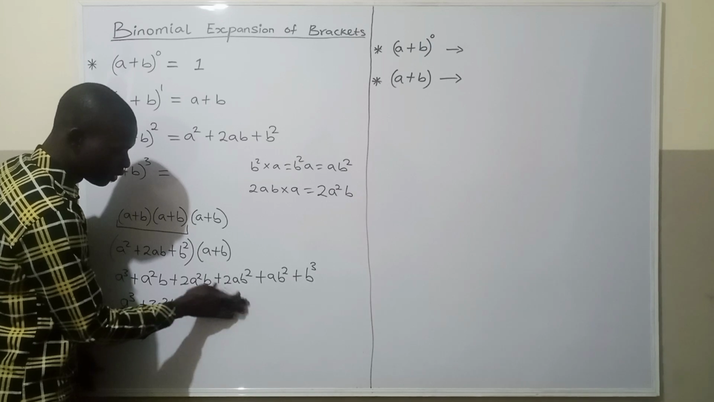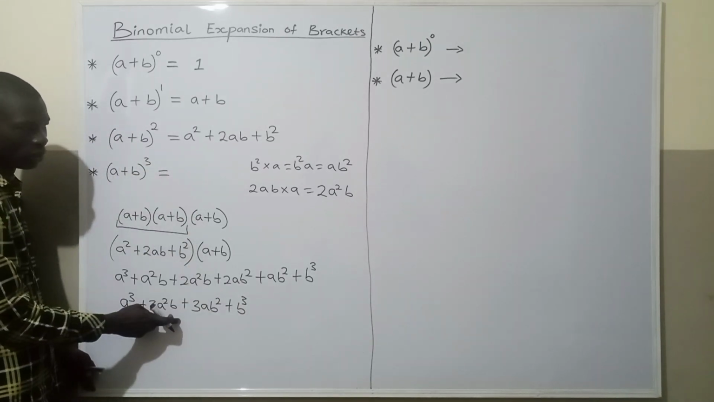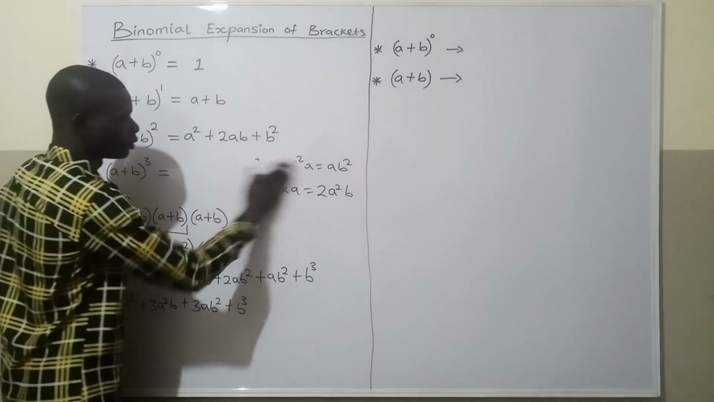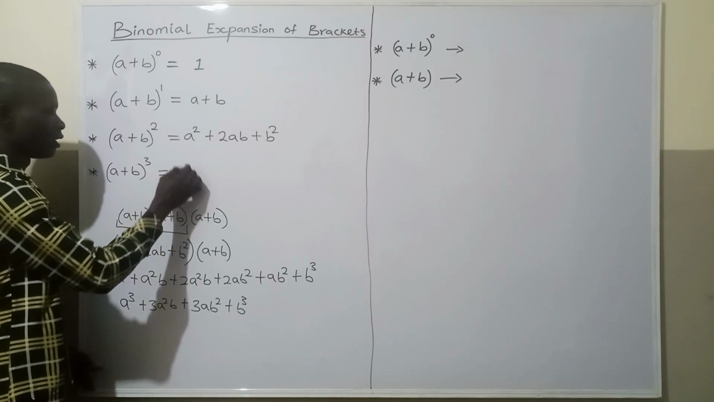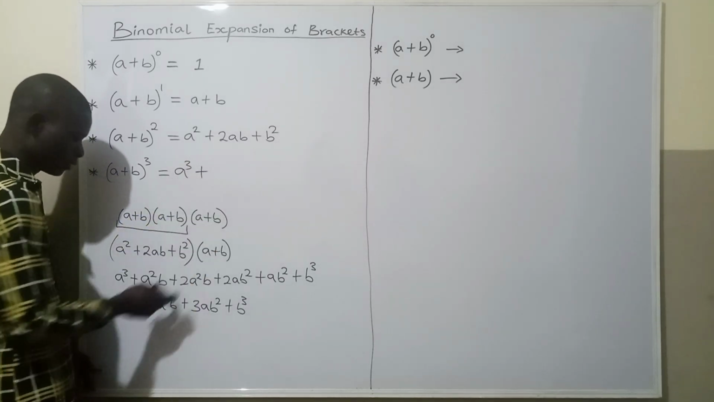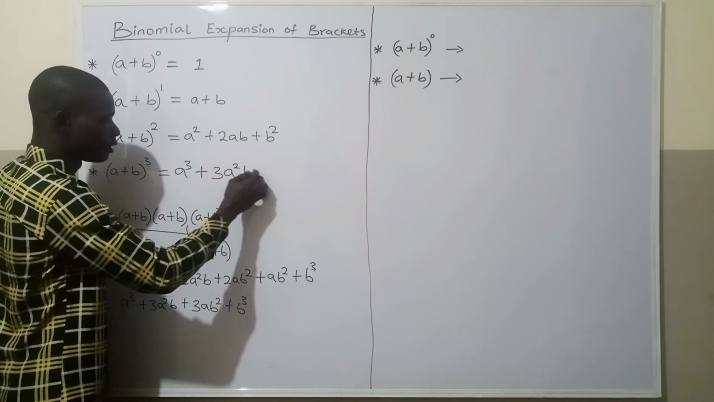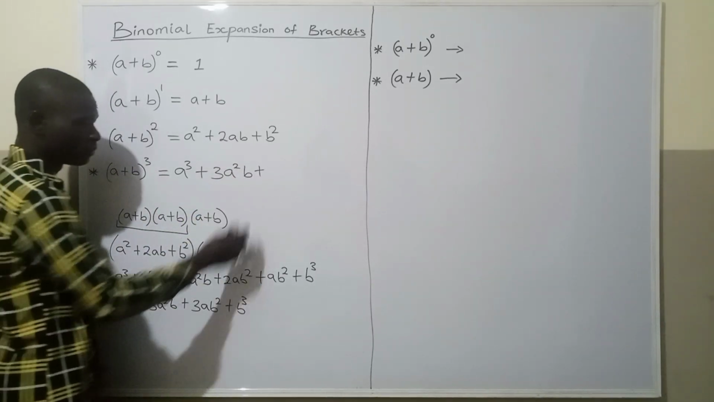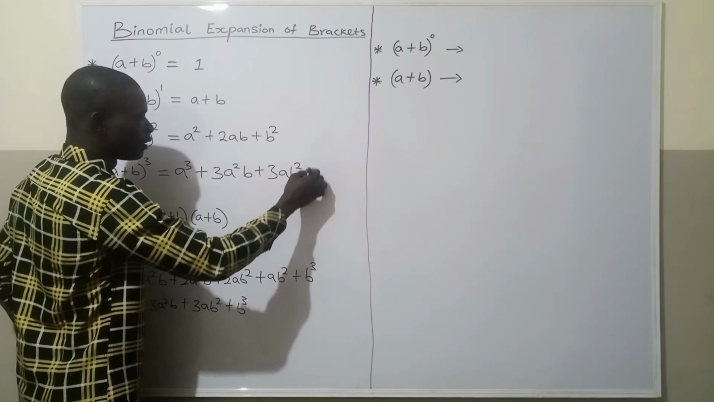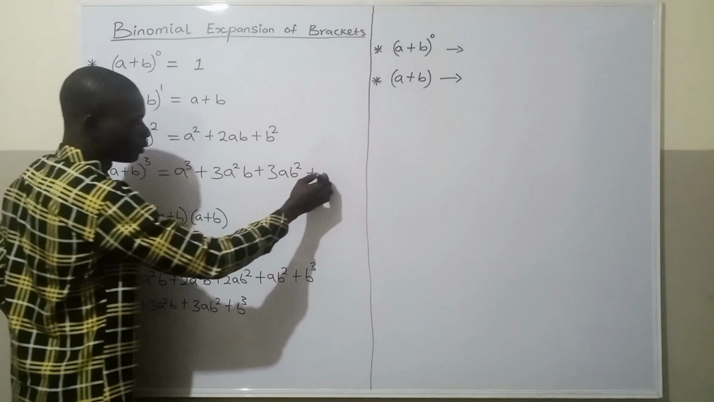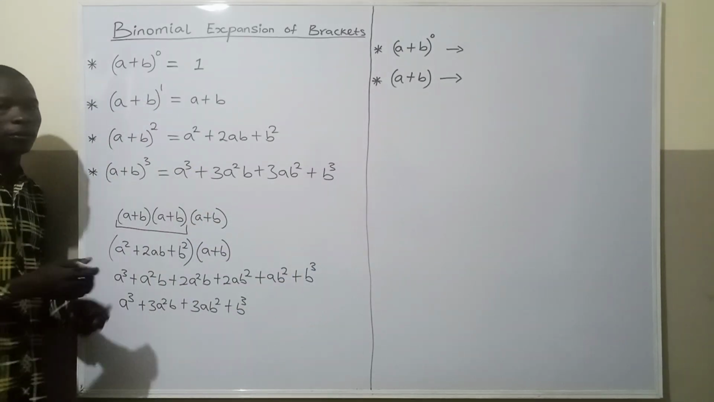So when we expand the content of this bracket, this is the solution that is going to be given to us. I'm going to be writing down the solution here. And that's going to be a cubed plus 3a squared b plus 3ab squared, then finally plus b cubed, which is what we have here. So that's what we have for (a + b) raised to power 3.